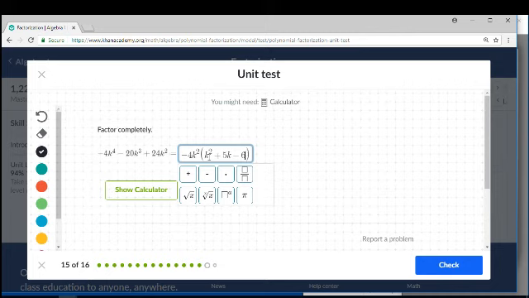And so what adds to negative 6 and multiplies to 5, that's going to be k plus 6, k minus 1. k plus 6, k minus 1.